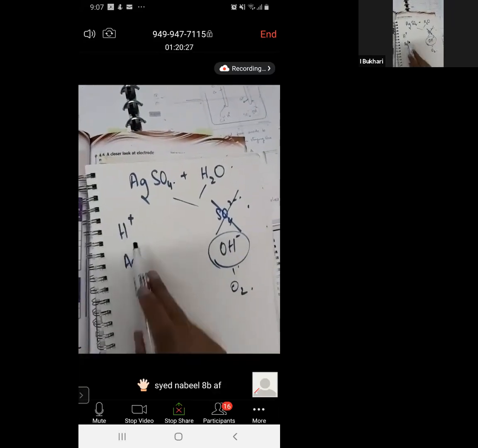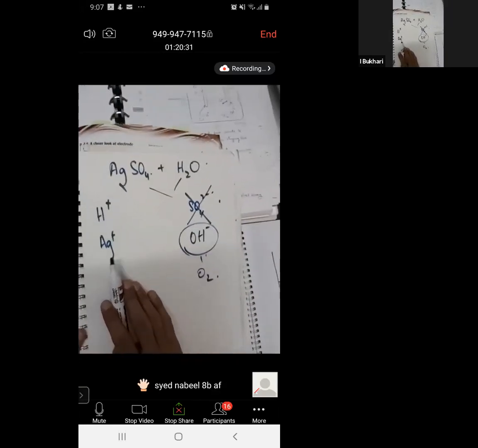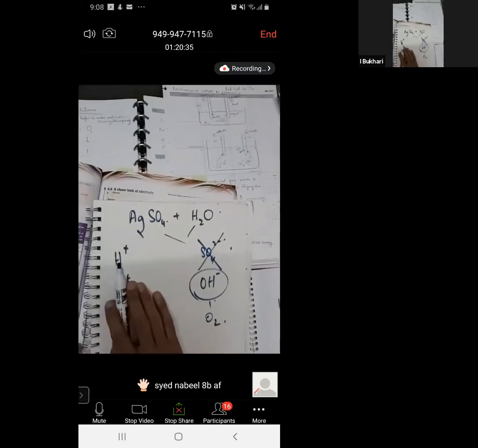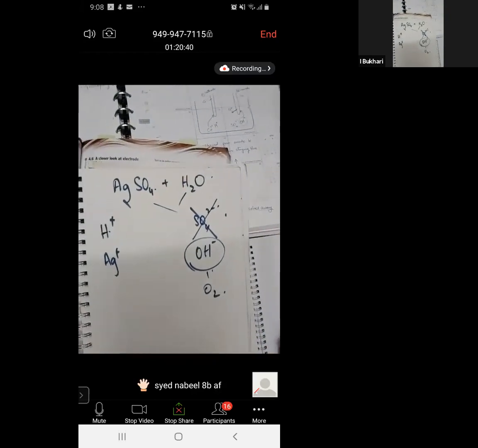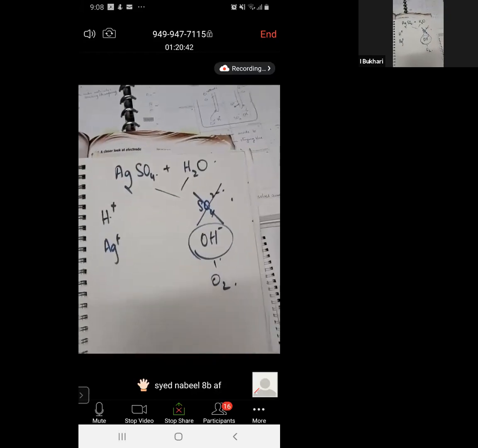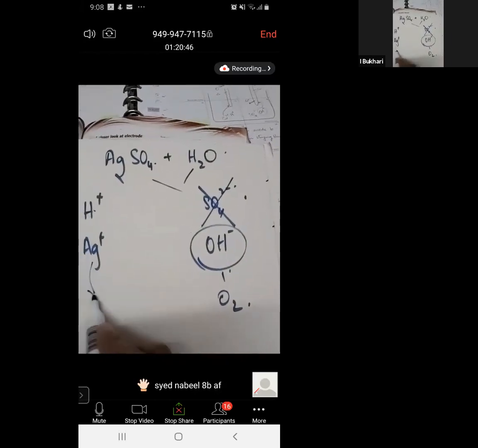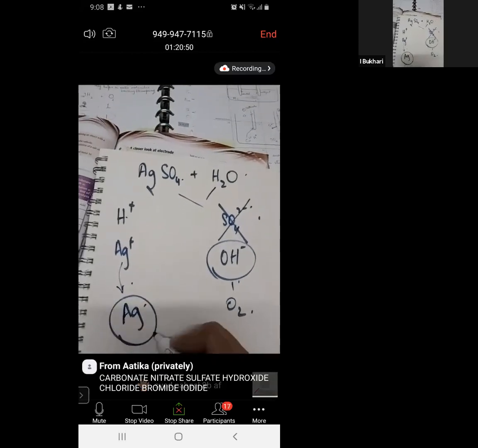Silver and hydrogen. Silver is below hydrogen in the reactivity series. So here hydrogen got its chance. And hydrogen says all the time, sodium and all these metals keep pushing me, no way. This time silver, you go and get sacrificed. So silver will be discharged.